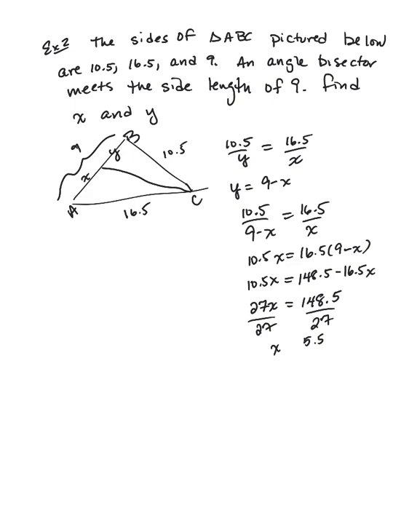Now to find, okay, so that is x, right? So therefore, y is 9 minus x, so that's 9 minus 5.5, which would be 3.5. Okay, as you can see, these problems really aren't bad. Let's look at one that's a little more of a challenge.